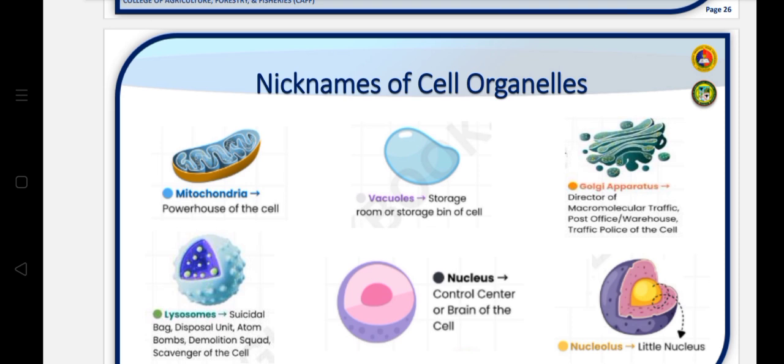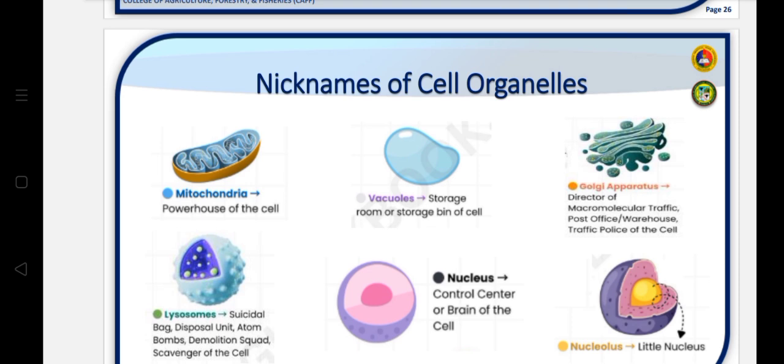Golgi apparatus. The nicknames for it are post office, warehouse, and traffic police. Why? Because it sorts, modifies, and shapes proteins, just like a mailroom or warehouse that organizes and delivers packages. Next, we have lysosomes. The nicknames of lysosomes are the following: suicidal bag, disposal unit, and demolition squad. So they break down waste and recycle materials like the garbage collectors or demolition team of the cell.